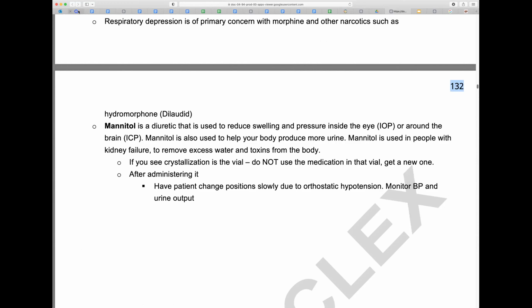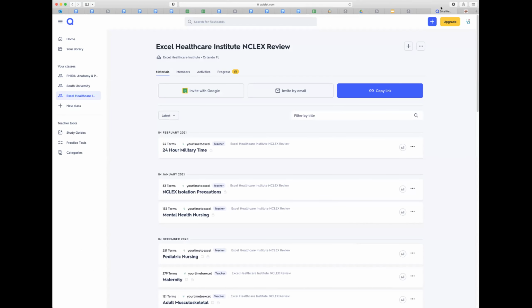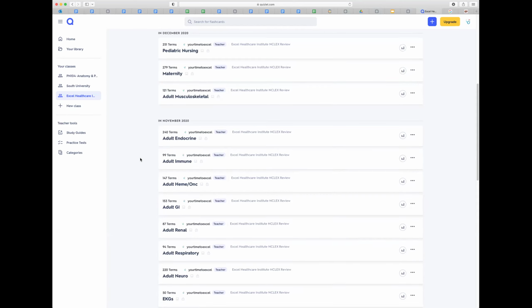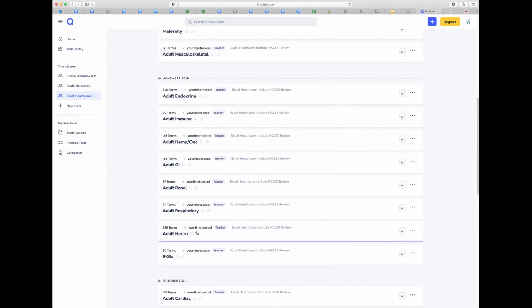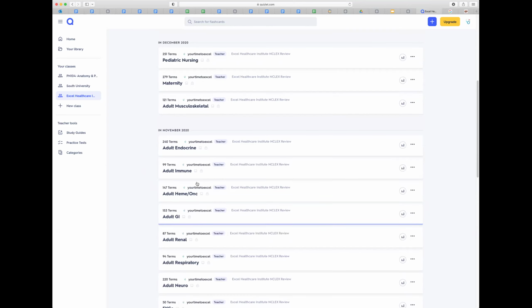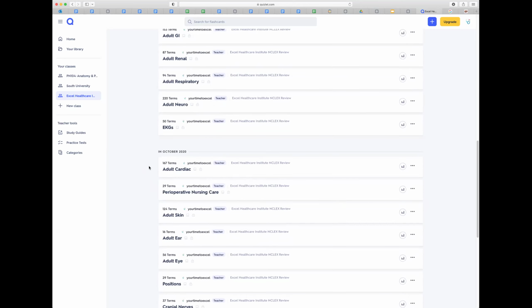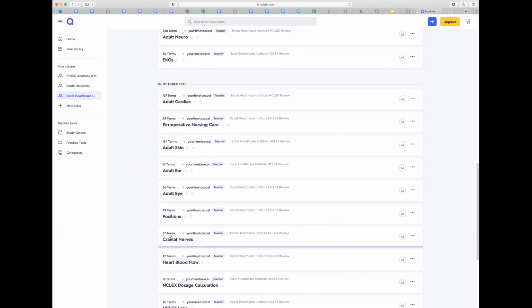So you're going to read pages 115 to 132. And then for the flashcards, for adult neuro, oh Lord, I made these flashcards so long ago. Adult neuro is 220 flashcards. And then, Lord, I made these in November 2020. And then the cranial nerves is 37.